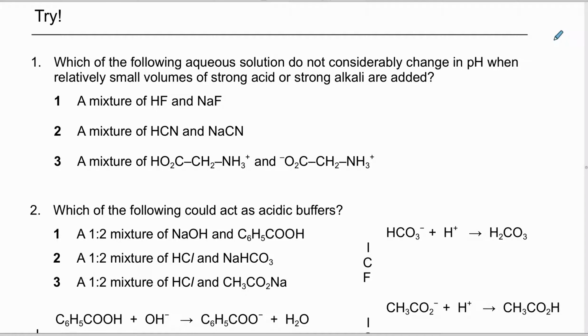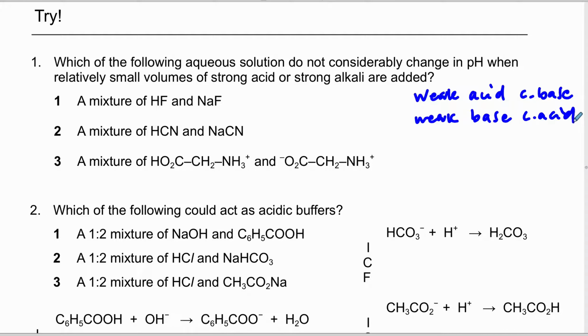Which of the following aqueous solutions do not considerably change in pH when relatively small volumes of strong acid or strong alkali are added? So what I'm asking is, which of the following aqueous solutions are buffers? We know buffers are made out of a weak acid as well as its conjugate base, or it could be a weak base as well as its conjugate acid. So these will constitute buffers, right?